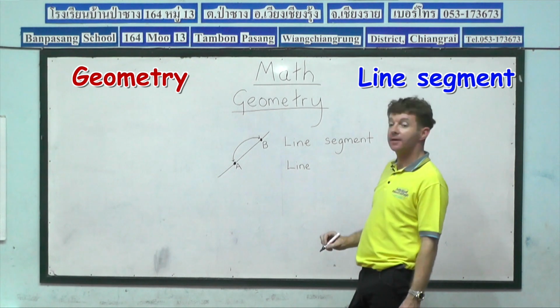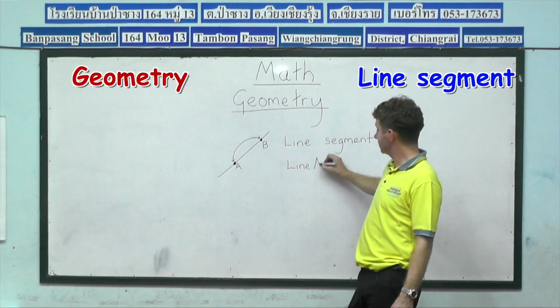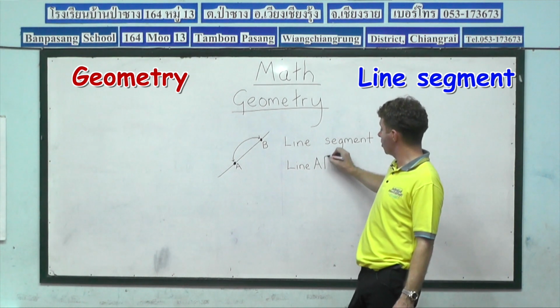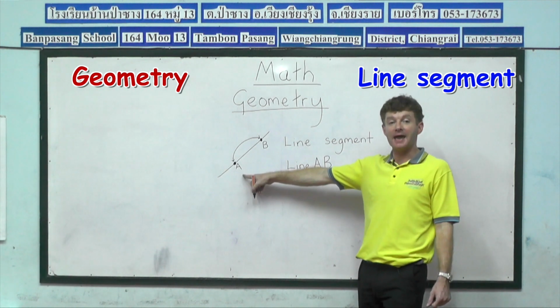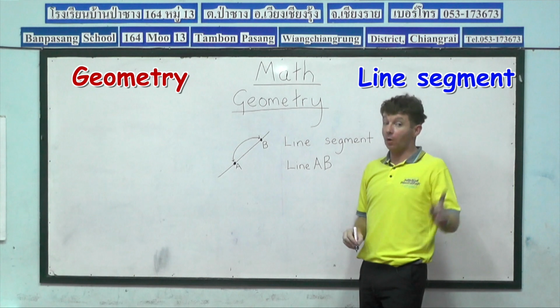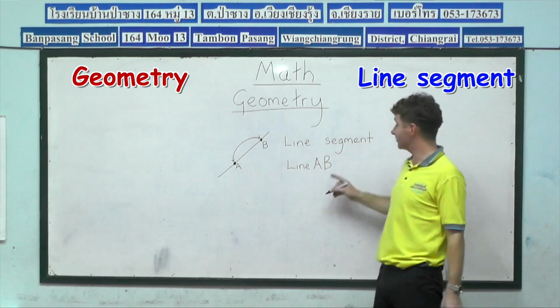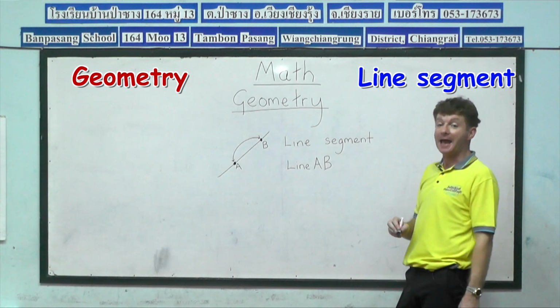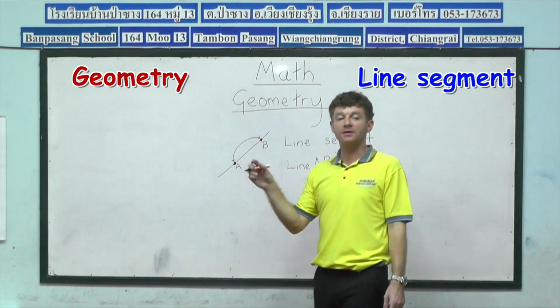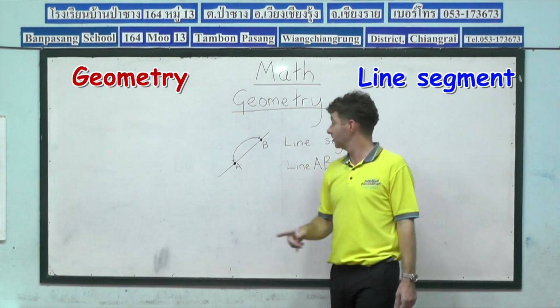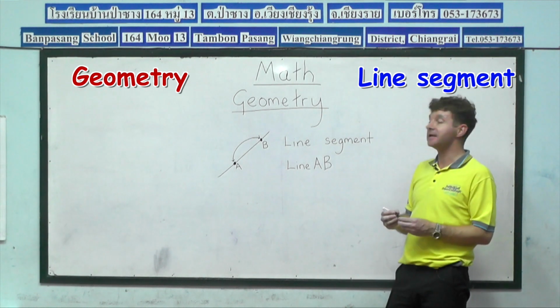Line AB, because you see, we're talking about the line that is between points A and B. Or we could swap the letters round. We could call it line BA. But generally, it's better to start with the earliest letter first. So we can say line AB.